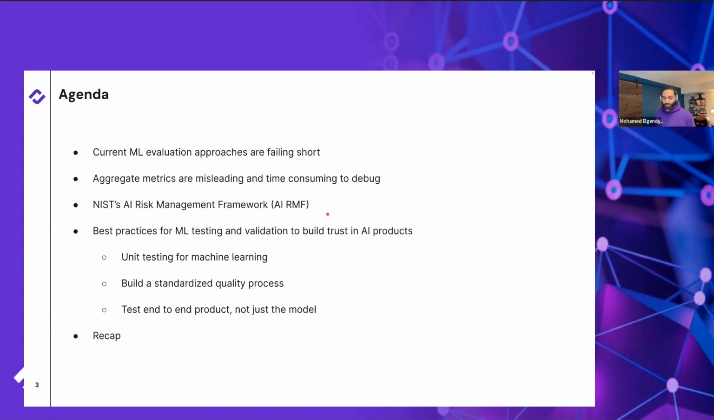NIST is the National Institute of Standards and Technology, which belongs to the US Department of Commerce, and they are in charge of regulating or building the gold standards for AI quality in the US.